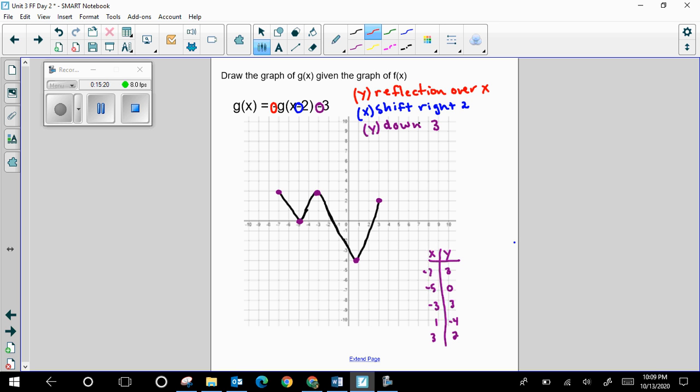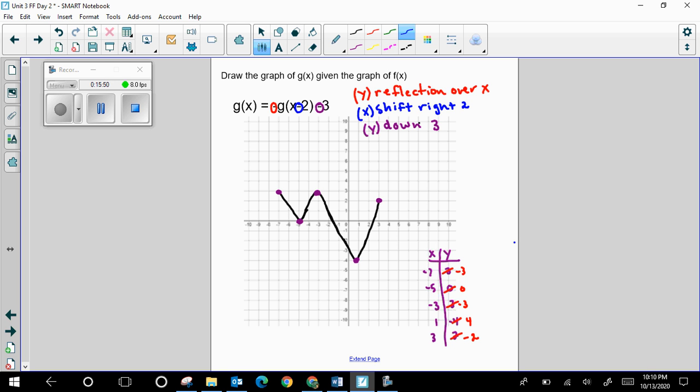Okay, so if I'm going to reflect my y value over x, this one's going to be a negative 3. This positive 3. That was negative 5, 0, negative 3, 3. So that would have to be a negative 3. Negative 4, that would have to be a positive 4. That would have to be a negative 2.